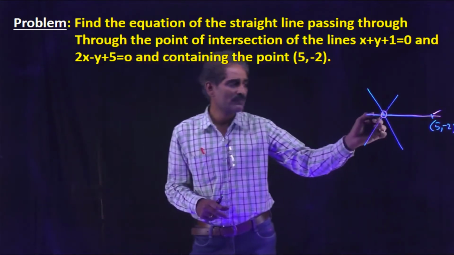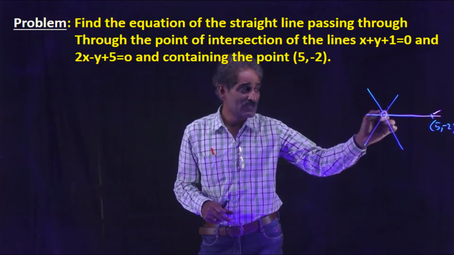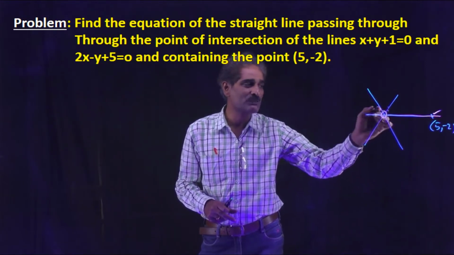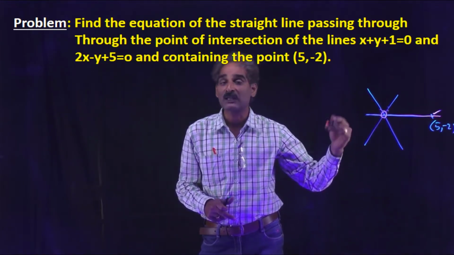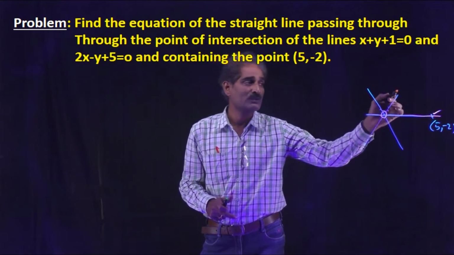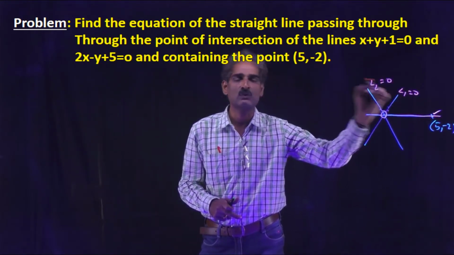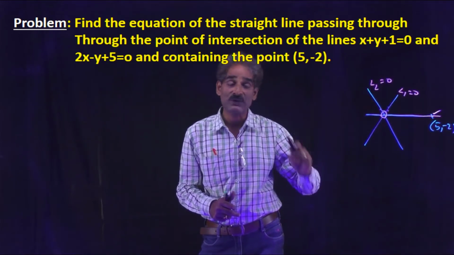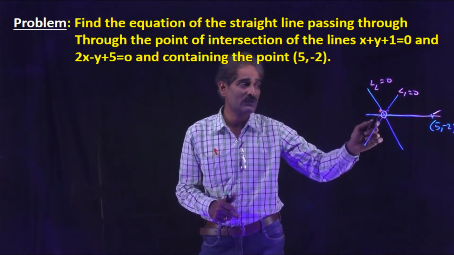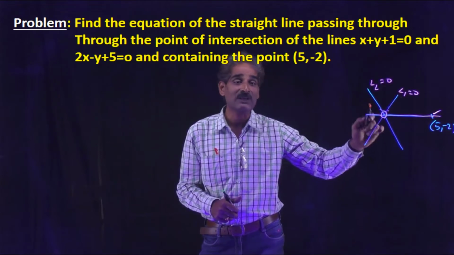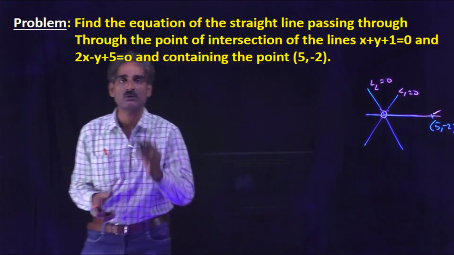So now, first of all, write down the equation of any line passing through the intersection point of these two. That means a family of lines. If the first one is L1 equal to 0 and the second one is L2 equal to 0, the equation of any line passing through the intersection point of L1 and L2 equal to 0 is L1 plus lambda L2 equal to 0. Now write down the solution.